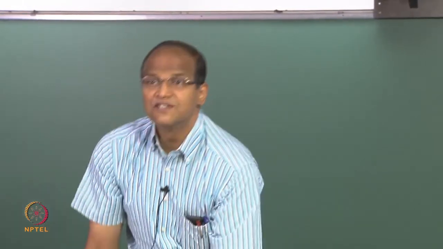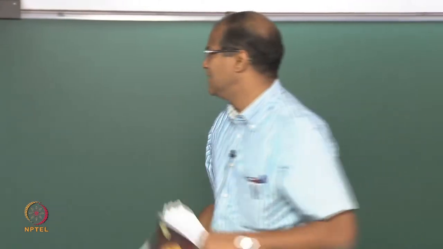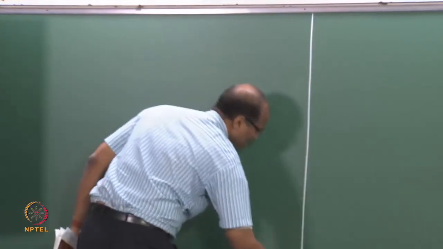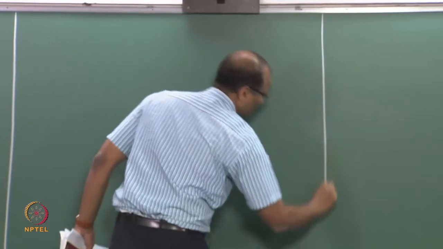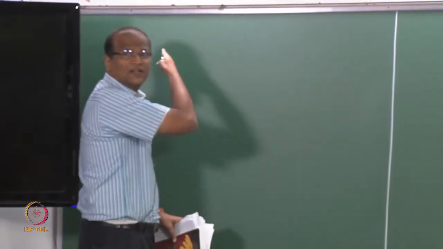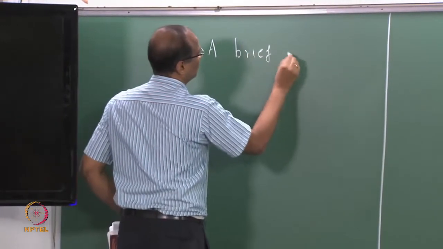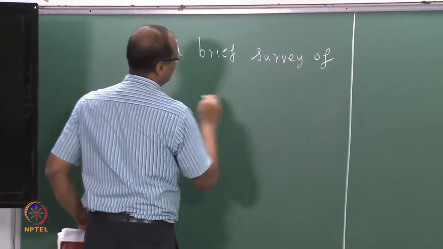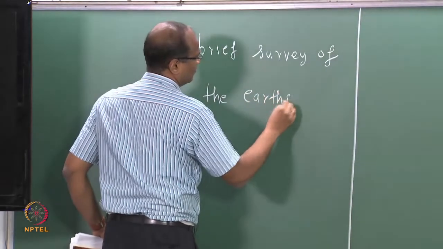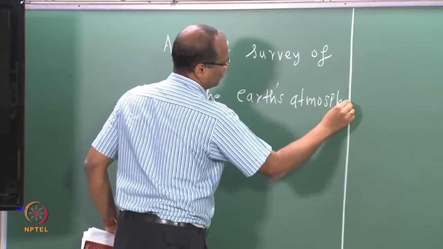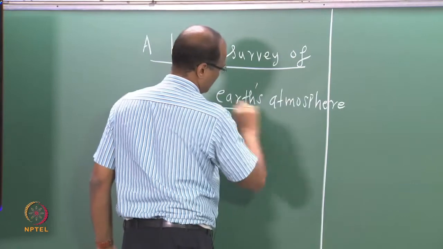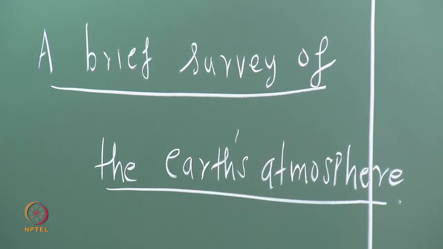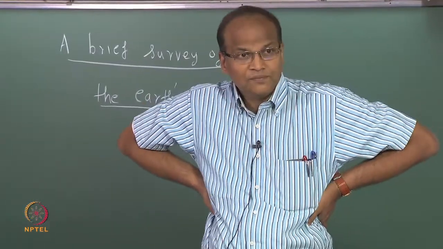So let us go through a brief survey of the Earth's atmosphere. We look at the basic definitions and start solving some simple problems. So we'll divide into three. So let us start with a brief survey of the Earth's atmosphere. What is the first quantity you would like to know? We are talking about the atmosphere.